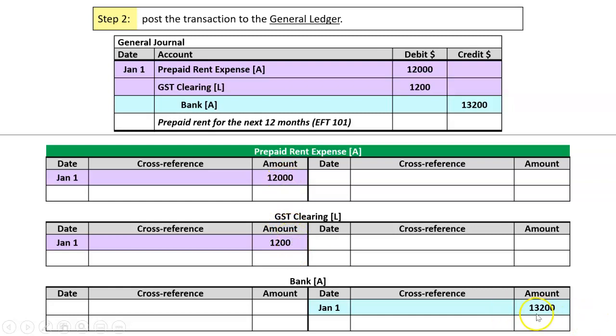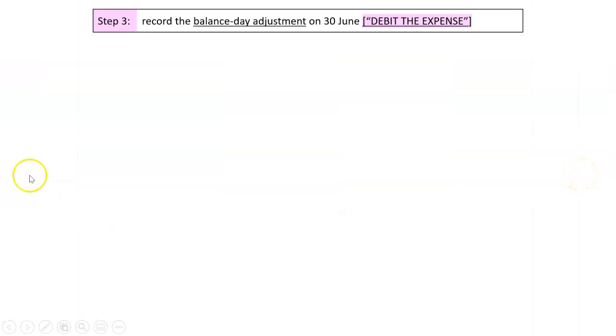Where's the matching credit? Well, they're both in this entry here in the ledger called bank, so I write bank there and bank there. What about here? There's a credit of $13,200 in bank. Where will I find the debits? I'll find them in 2 accounts. One's called prepaid rent expense and one's called GST clearing, so I'm going to put that as a double reference there. You could put them in separately, but it's just more efficient to do them together. Step 2 done. Step 3, this is the topic, this is the chapter. Go and do the balance day adjustment on the 30th of June.